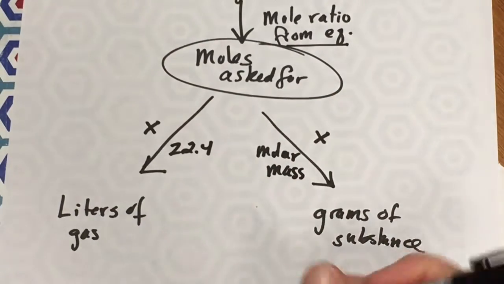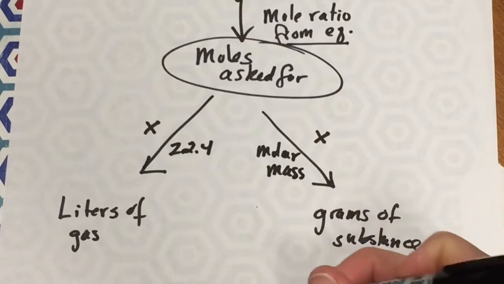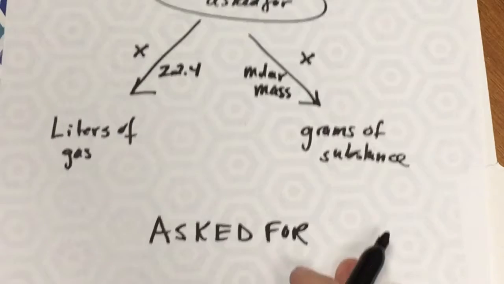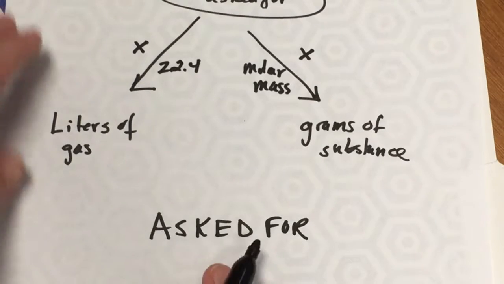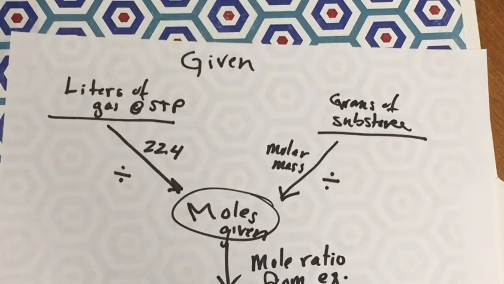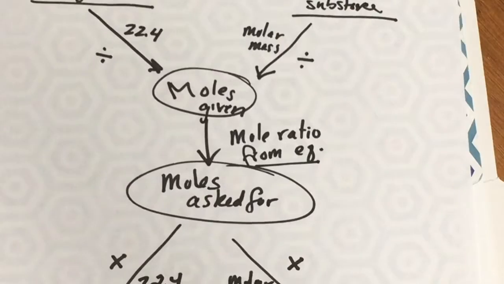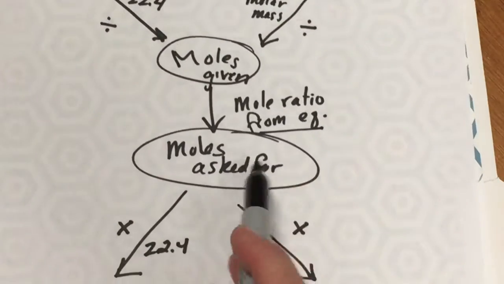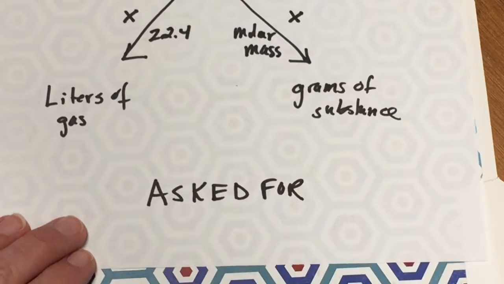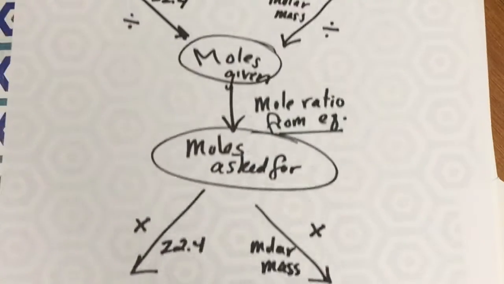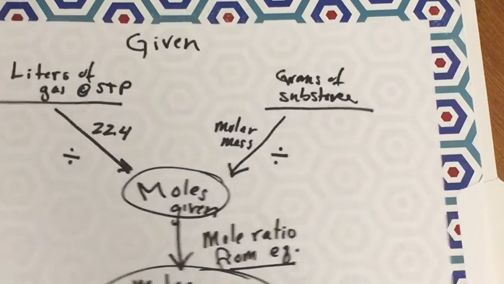Okay, and this is how you get what's asked for. So that's that whole schematic right here. Start from the top, given, divide by whatever you need, then you use the molar ratio to get from moles to moles, and then you multiply to get out of moles. Okay, so keep this at hand, keep this ready so we can go back to our example.